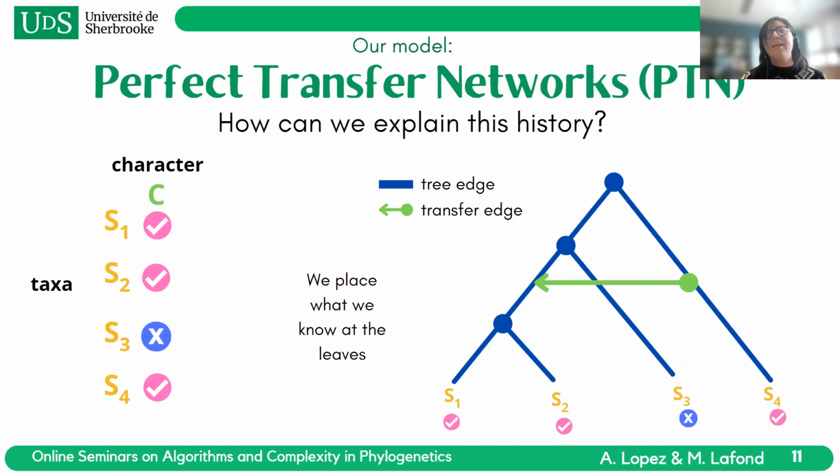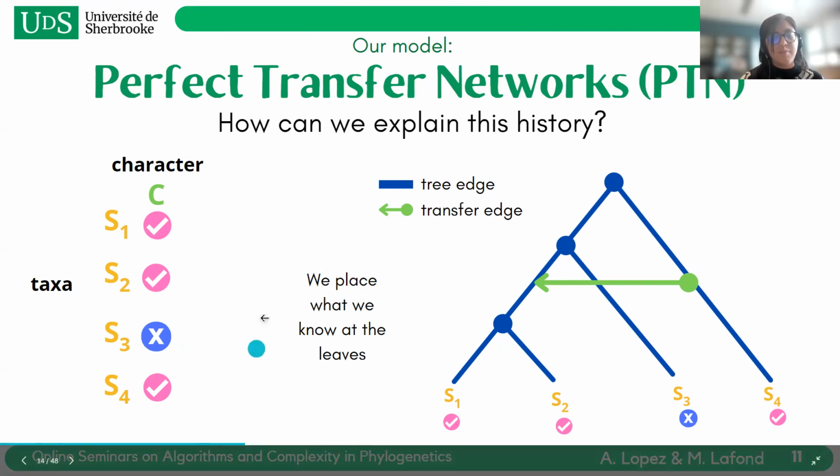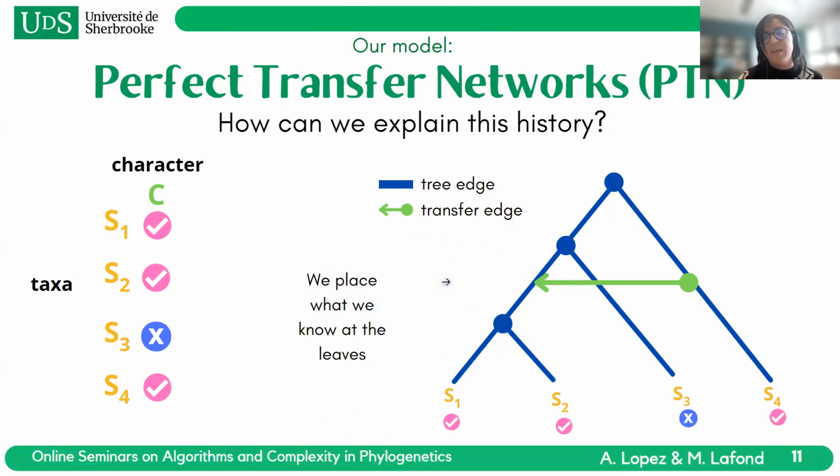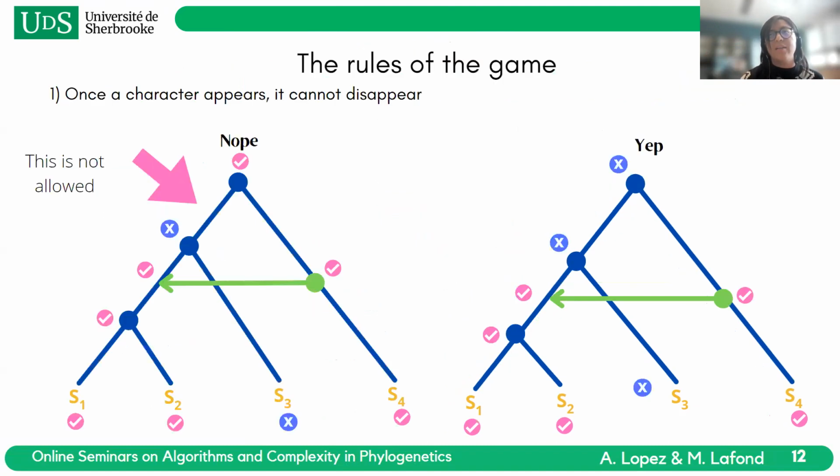So the idea behind them is that to explain the history of a set of taxa, we could place these transfer edges to fulfill the connectivity requirements that we saw in the perfect phylogenies. So we start by placing what we know at the leaves, the taxa and the characters, and we try to place the transfer edges in such a way that these remain connected.